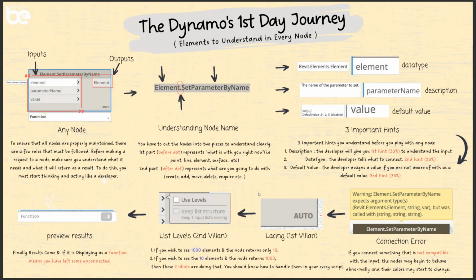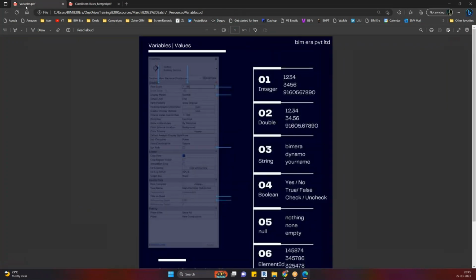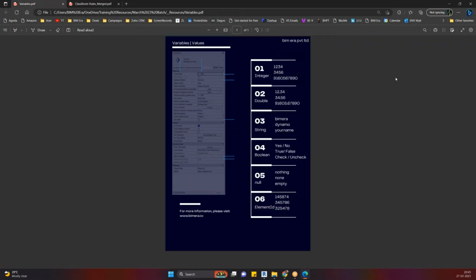These are the class rules and the Dynamo first day's journey, which I'm going to explain after some time. Before this, there is one more important slide to be explained. This is called variables. Let me check with everyone: how many of you are aware of what a variable is?